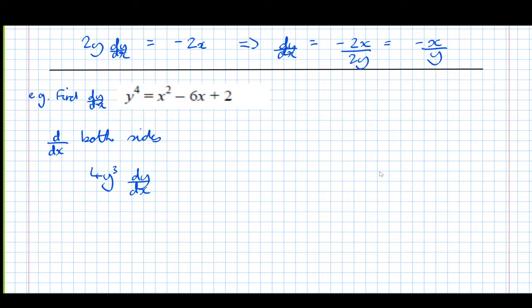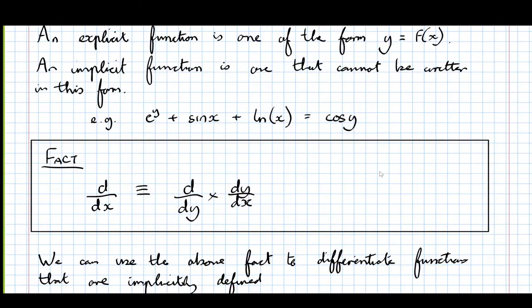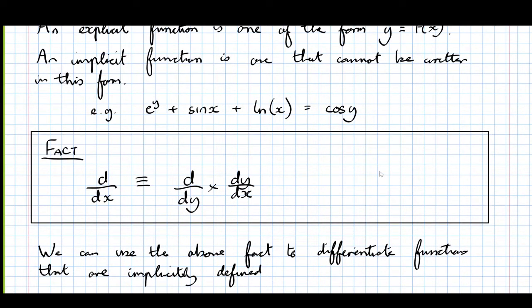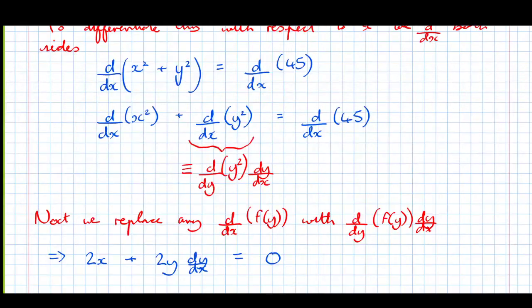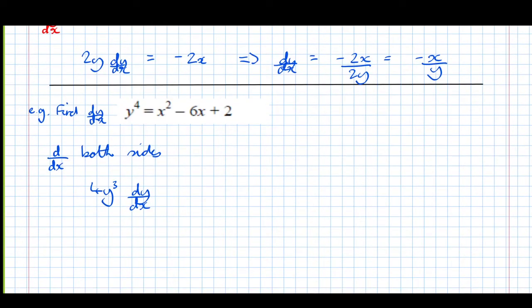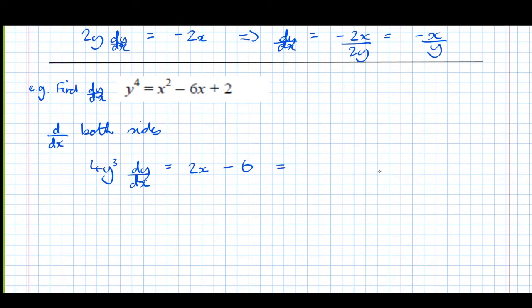From this moment forward, that's the way I would think about it. As soon as you hit a y, differentiate with respect to y, then times by dy by dx. Whenever we have to differentiate a function of y, differentiate with respect to y, times by dy by dx. So 4y cubed dy by dx equals, then differentiate all those with respect to x, 2x minus 6.